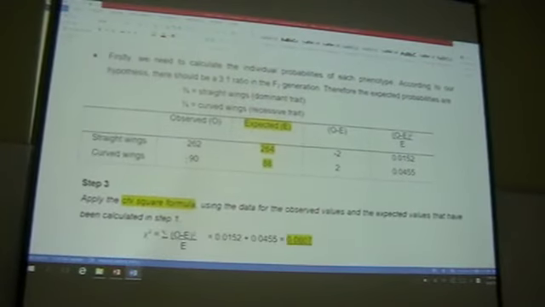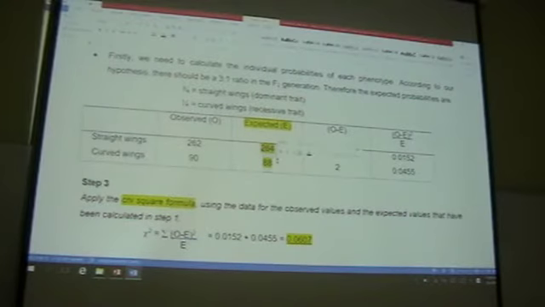So how do you calculate? How do I get 264 and 88? Observed, I copy from the data, 262 and 90. But how do I get 264 and 88? Add together, divide by 4, then times 3 and times 1, because the expected ratio is 3:1.